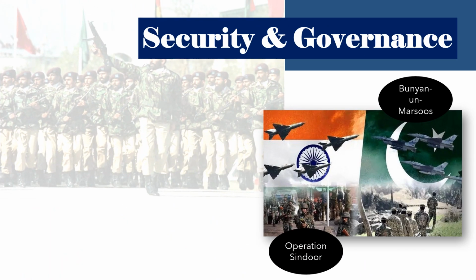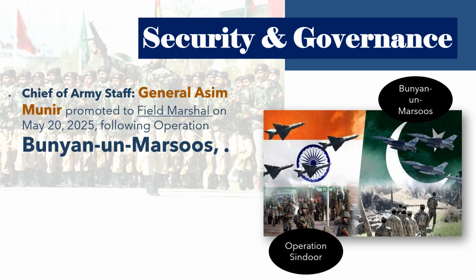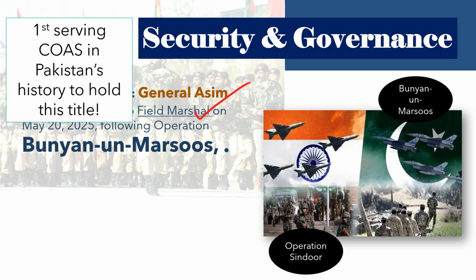2025 has marked a historic point in Pakistan's security and governance landscape. On May 20, 2025, General Asim Munir, the Chief of Army Staff, was promoted to the ranks of Field Marshal, a prestigious rank, becoming the first serving Chief of Army Staff in Pakistan's history to hold this title. This promotion followed the successful execution of Operation Bunyan and Marsus, a decisive military campaign that played a key role in reshaping and redefining the regional dynamics.